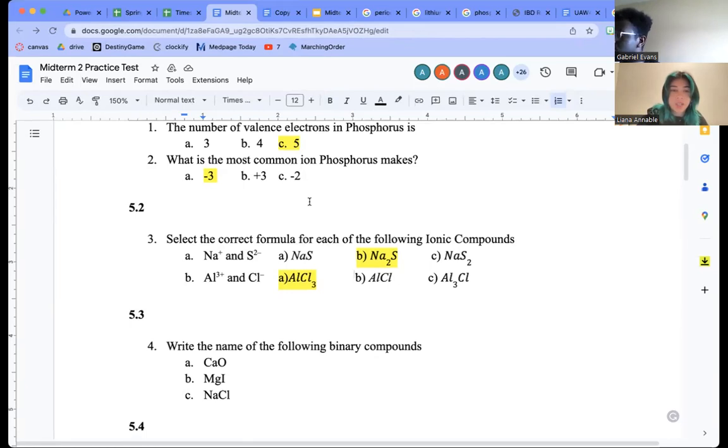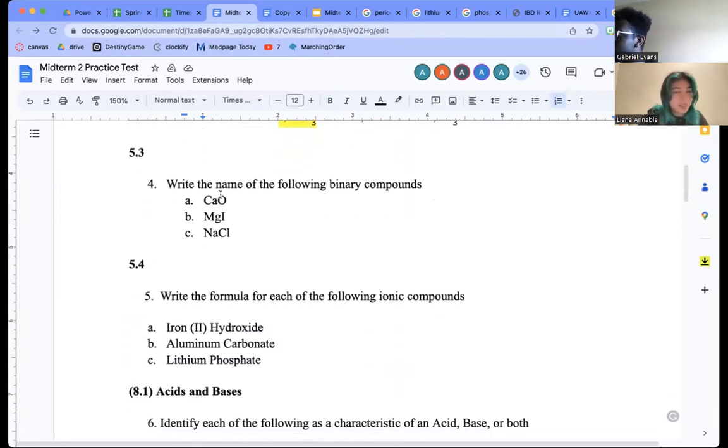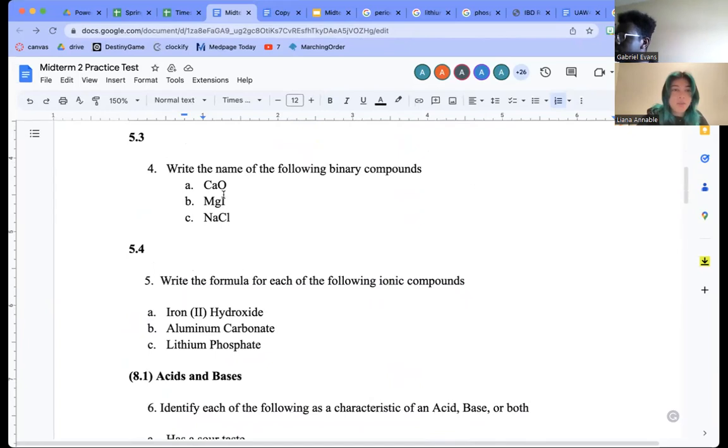All righty. We're going to move on to writing names. So 5.3, write the name of CaO. Okay, seeing a lot of calcium oxides. All right, yeah, good job. You are all correct. It is calcium oxide.